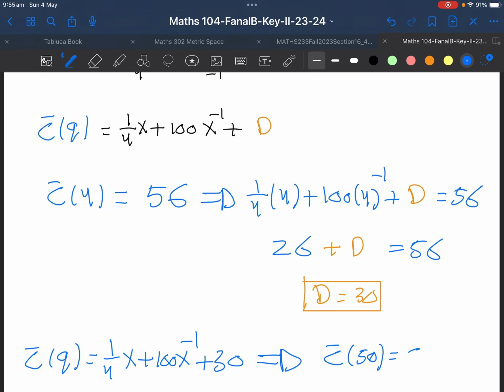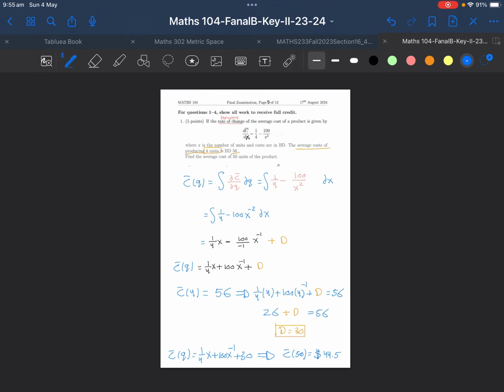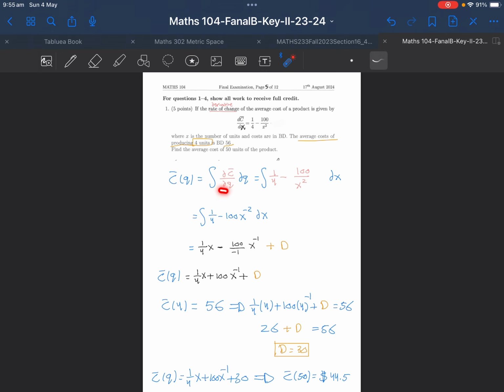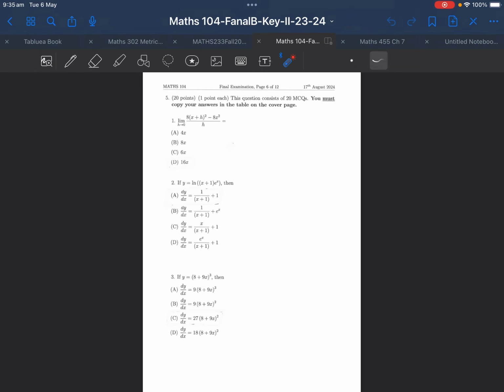If we do it with the calculator, the cost would be, in dollars, 44.5. And that's how we find the initial value problem. So if I give you the derivative, you do the integration, you will get a constant d here. You need to find the value for d. Once you find the value for d, everything will just follow immediately.